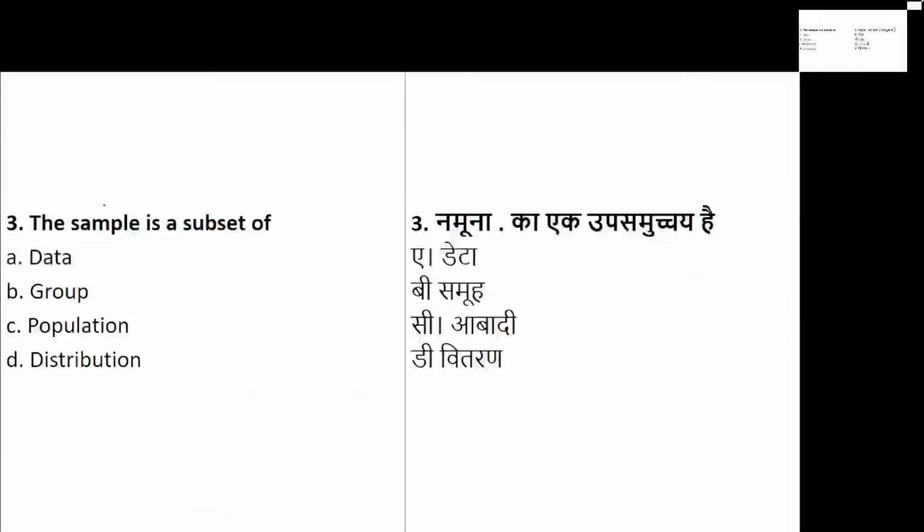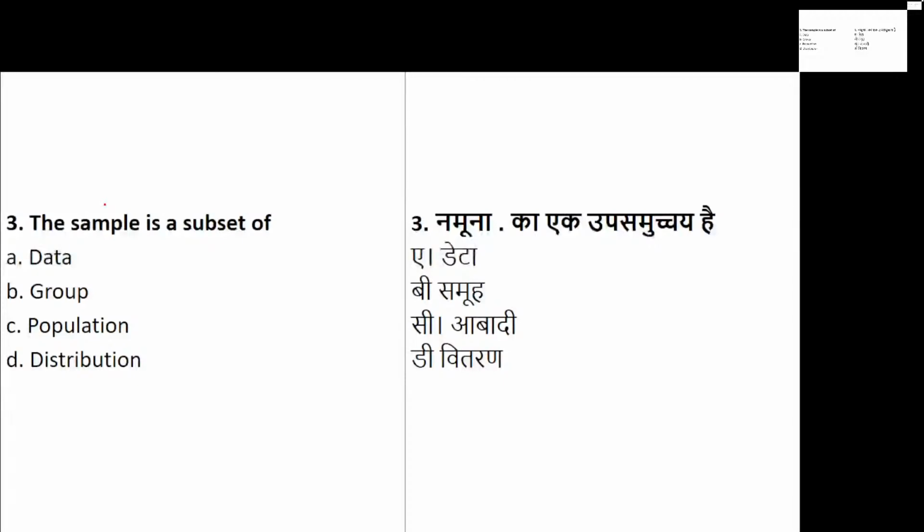Fine. Now a very easy question. 100% of answers should be right and everyone should be able to answer this question. A sample is a subset of what? A sample is a subset of data, group, population or distribution. From the given options, a sample is a subset of what?